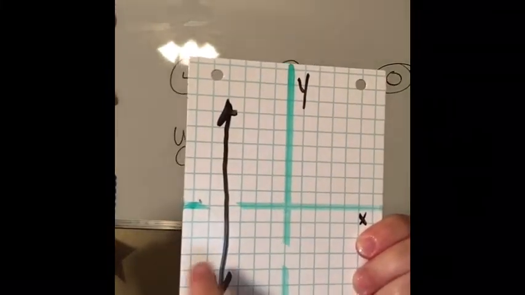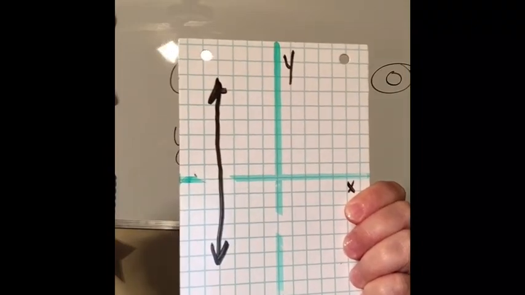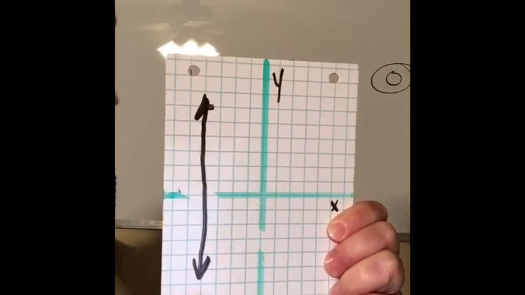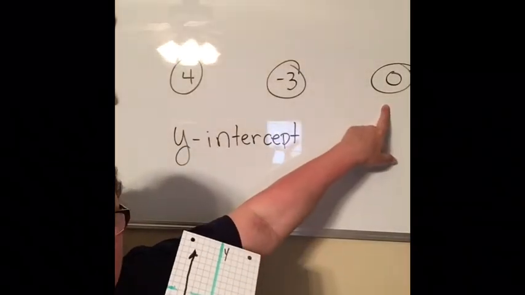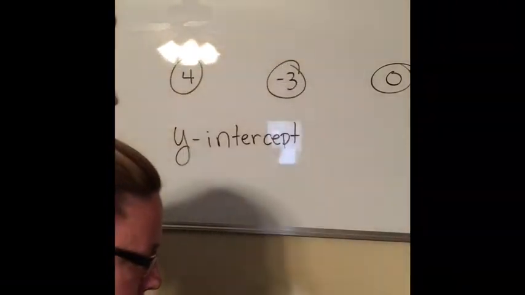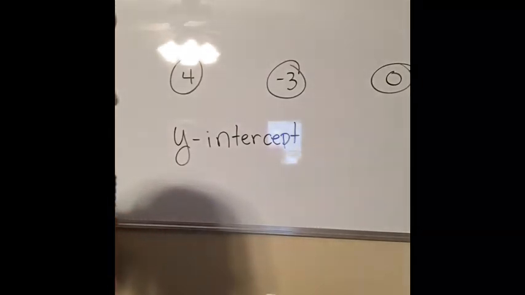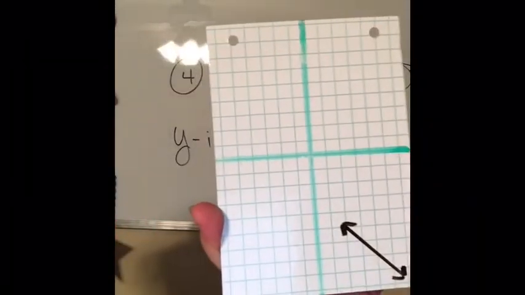Is it ever going to come over here and cross this y-axis, even way down low? No, it's never going to get there because it's straight up and down. This has no y-intercept. Not the same thing as 0 y-intercept. 0 is a number. No y-intercept. There's just nothing here.